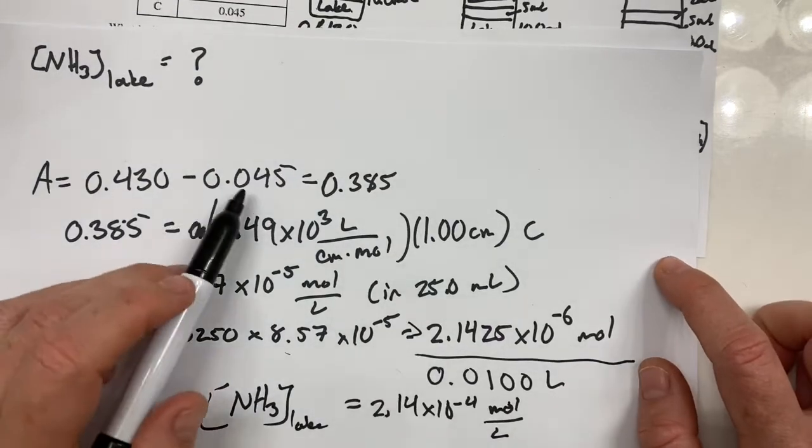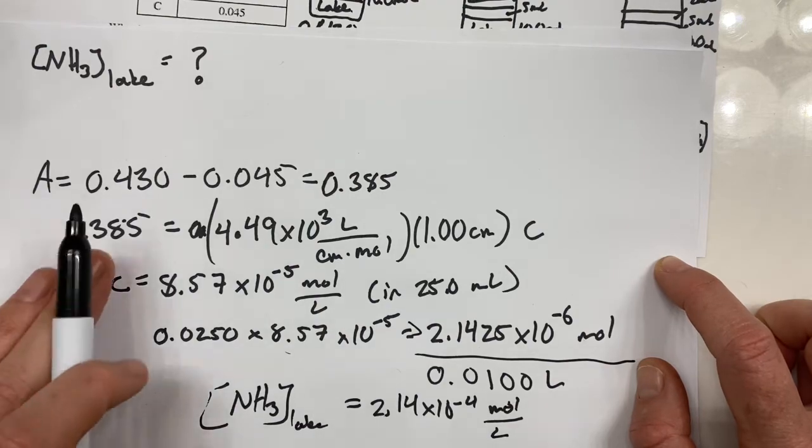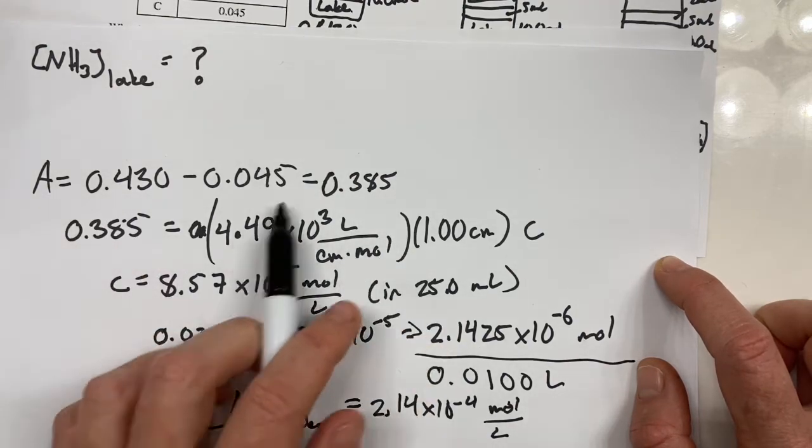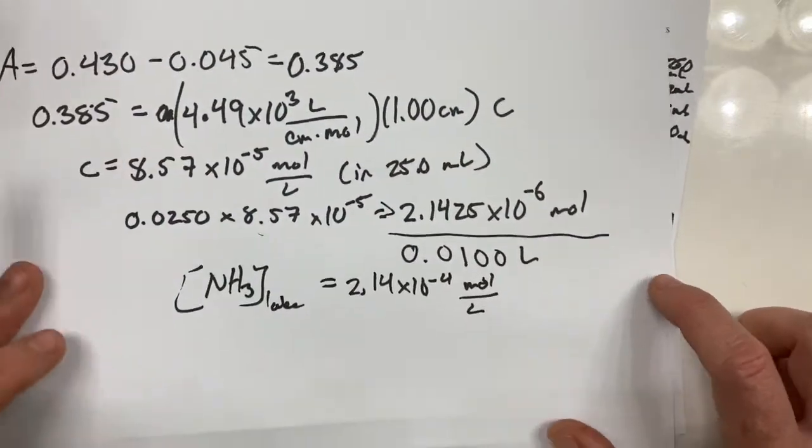So again, we just subtracted out the background. That told us our true absorbance here. And we had to set this equal to the molar absorptivity coefficient that we figured out by spiking the sample up here. All right, hope that helps.